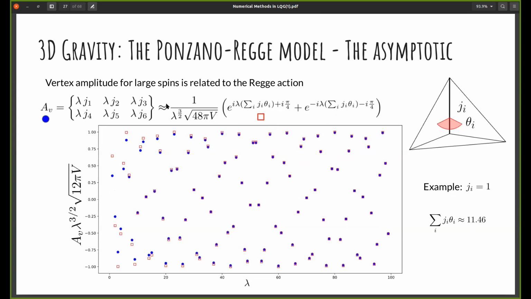And you see that this formula is intended to be asymptotic, meaning that there's literally no reason for very low lambda for the vertex amplitude to be well approximated with this formula. This formula is valid only for very large lambda, ideally infinite, but let's say very large. And you see that this agreement improves very fast with growing lambda. So this is a very first result by Ponzano and Regge that we could verify numerically very easily. This is literally 10 lines of code.